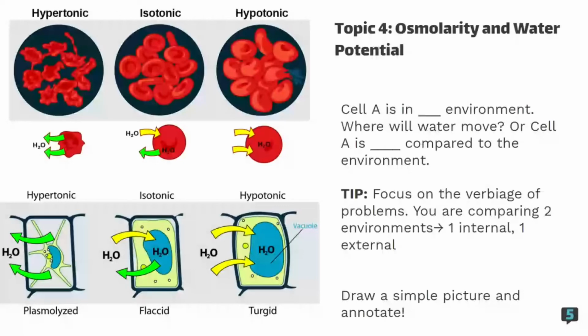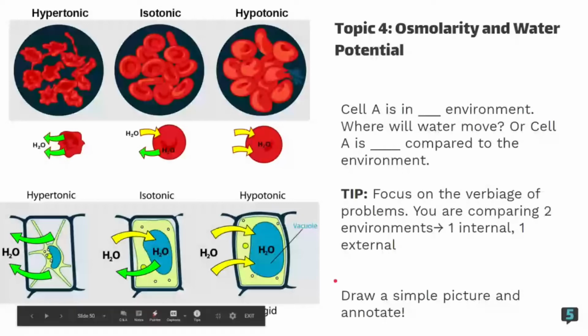What happens? Okay, now the solutes are added. What's going to happen now? And keep doing that because then you'll identify where you're getting stuck. Okay, so focus on the verbiage of the problems. You're comparing two environments, right? You've got the internal of the cell and the external of the cell. Even if what they're telling you seems complicated, draw a picture, write what you need to write, draw little dots to represent solutes. Do what you have to do to set yourself in a good spot to answer these questions.